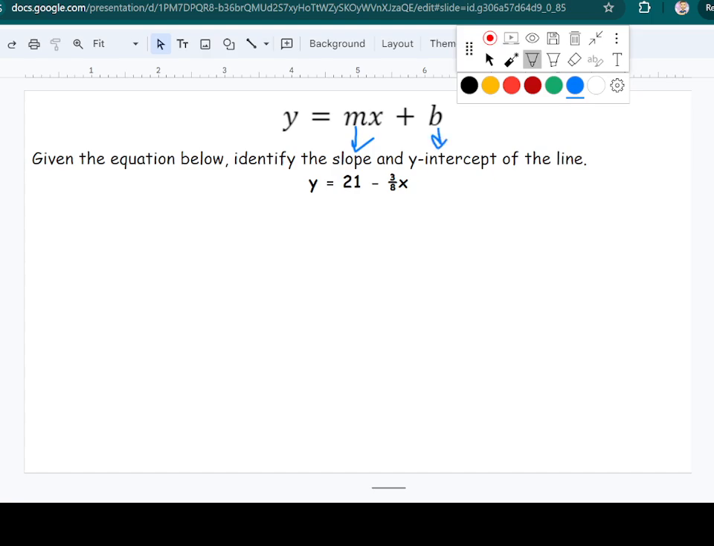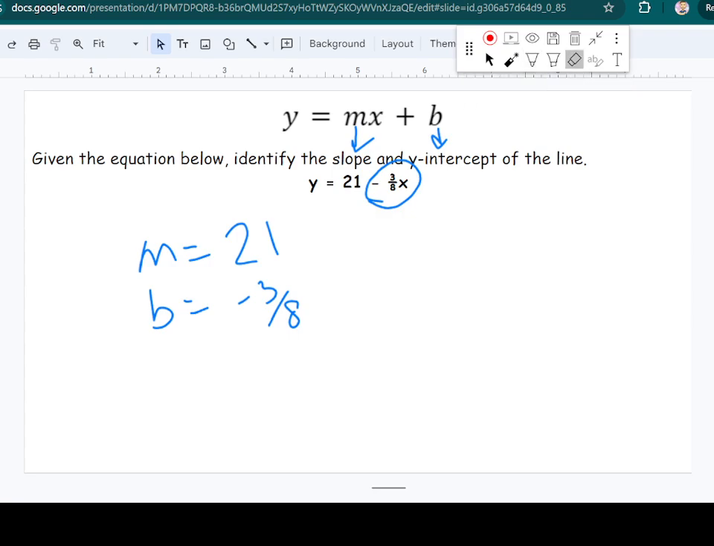Slope is m, b is y-intercept, so off we go. It's going to be really easy here to want to say that our m is 21 and our b is -3/8, but if you are looking carefully, you will see that the -3/8 is attached to the x rather than being on its own.